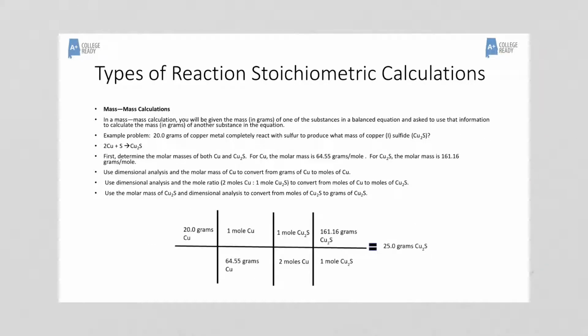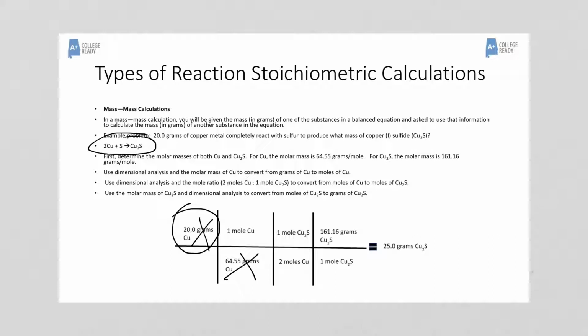All right, next we're going to do a mass calculation. In this kind of problem, we're given the mass of one substance, and we're using that balanced equation to calculate the mass of another substance in the equation. So this time we're working with this particular balanced equation. We're given 20 grams of copper reacting completely with sulfur to produce copper(II) sulfide. So we start with our given. We're first going to use the molar mass of copper to convert from grams of copper to moles of copper. We have to put the grams portion of that conversion factor on the bottom so it'll cancel.